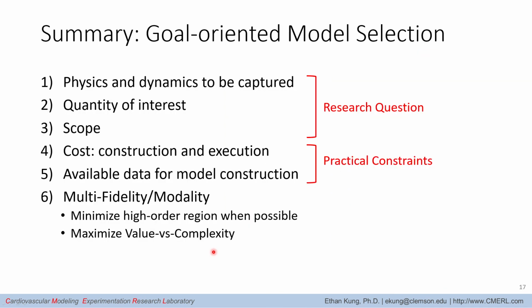So just to summarize, these are the principles that we apply in the lab for model selection. We try to identify the cheapest model that can capture the physics that we need, return the quantity that we're looking for, and include the scope that is relevant. And then next, we think about practical constraints. Can we afford to run or construct these models, and do I actually have enough data to do so? For example, if I wanted to construct a geometric model, then I would need some kind of anatomic data. And then finally, we love to combine models to get the best value versus complexity. We want to use the high fidelity model only for the small region where it's absolutely necessary, and then replace everything else with the low order model that is cheap to run.